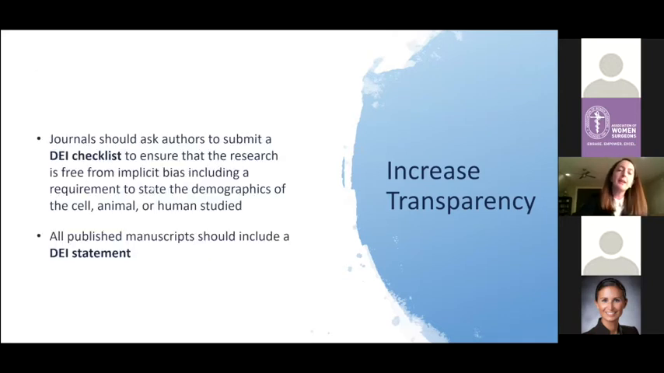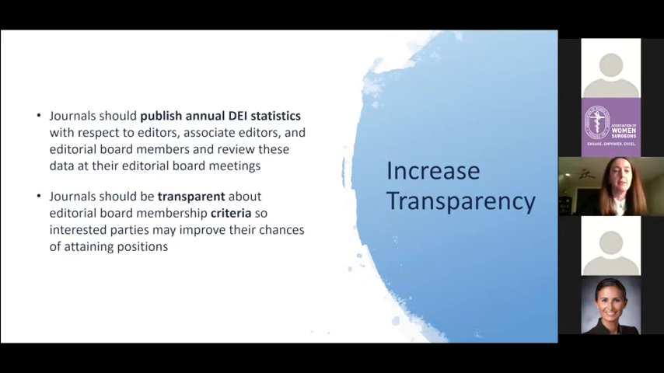I also think, I'm going to put this out there, that journals should ask authors to submit a DEI checklist, similar to all of the other checklists we do for reporting guidelines. And this checklist would ensure that the research is free from implicit bias, including requirements to state the demographics of the animal, the cell, and the human. And I also think that all published manuscripts should have a DEI statement. These are simple things that we can do, but it's intentional. And so we need to be intentional about this.